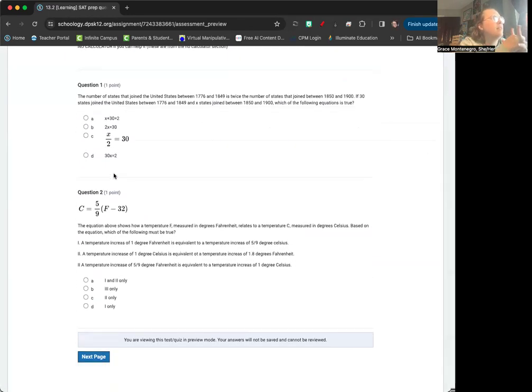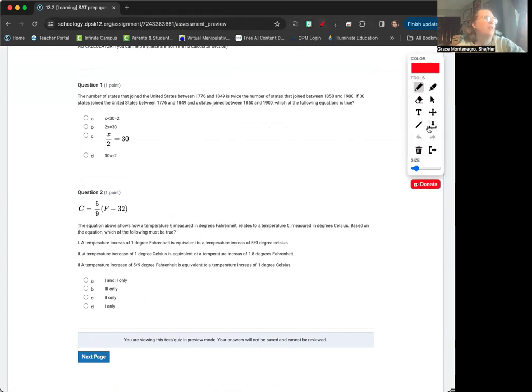The number of states that joined the United States between 1776 and 1849 is twice the number of states that joined between 1850 and 1900. That's a sentence we can translate. I'm just going to translate it for fun. N, number of states. Let's call it N1, equals 2 times N2. Right? We've given states joining here and states joining here.